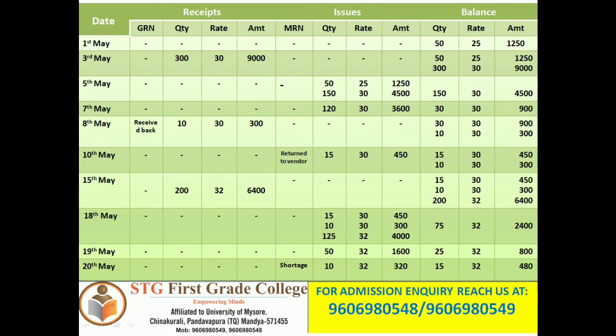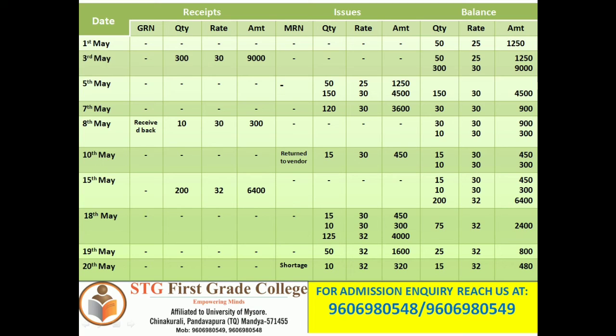So next move further towards 18th May. On 18th May there was an issue. Issue of how many units? 150 units. Clear? When there is an issue, entry in receipts column is nil, that is GRN nil, quantity nil, rate nil and amount also nil. Under issues, MRN is also nil. Since it is a first in first out concept, we are supposed to issue the stock from the top. So that is on 15th May's balance, from the first line we are going to issue it.